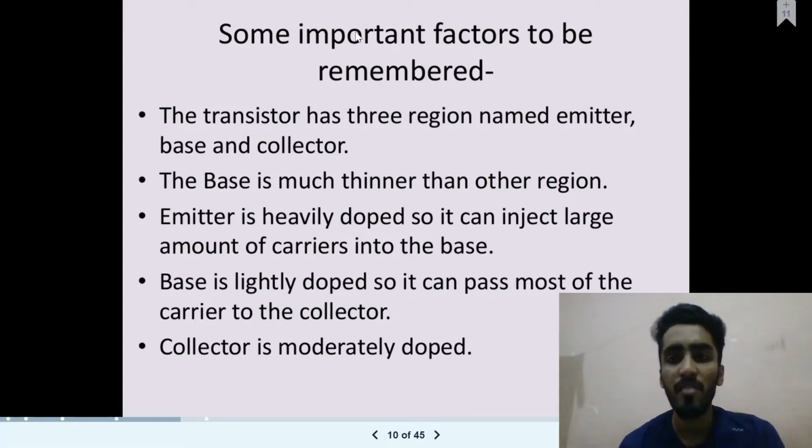Now, some important factors to be remembered. The transistor has three regions named emitter, base, and collector. The base is much thinner than the other regions. The emitter is heavily doped, so it can inject a large amount of carriers into the base. The base is lightly doped, so it can pass most of the carriers to the collector, and the collector is moderately doped.